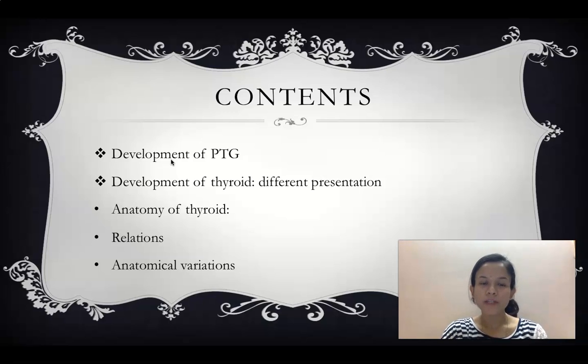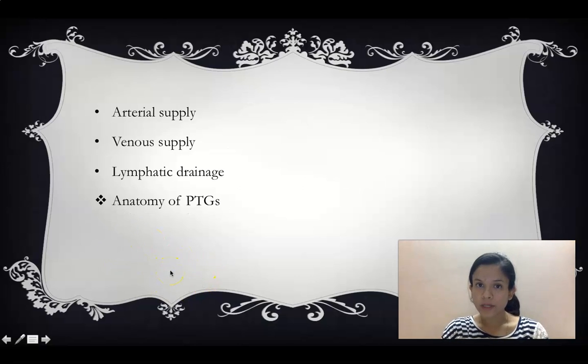After that I'll be talking about anatomy of thyroid. In that, first we'll talk about basic stuff of thyroid, then we'll talk about relations of thyroid gland, surfaces of thyroid lobe, surfaces of isthmus, borders, and those things we'll discuss. Then we'll be talking about anatomical variations of thyroid. Then arterial supply of thyroid, venous supply of thyroid, lymphatic drainage. After that, we'll be talking about anatomy of parathyroid glands. So let's start this presentation.